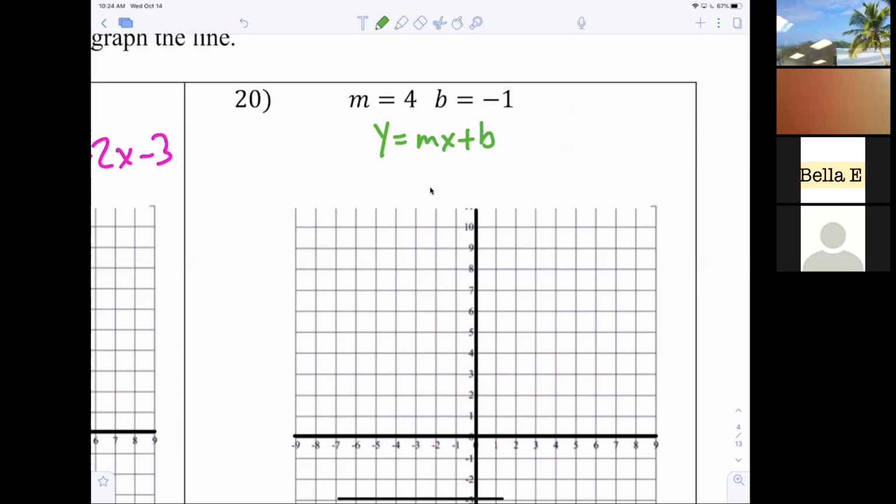So someone be brave and tell me what the equation for number 20 is. Oscar. Yeah, that's how easy. Y equals 4x minus 1. Now, from yesterday, I said use the slope and the y-intercept. So here we go.